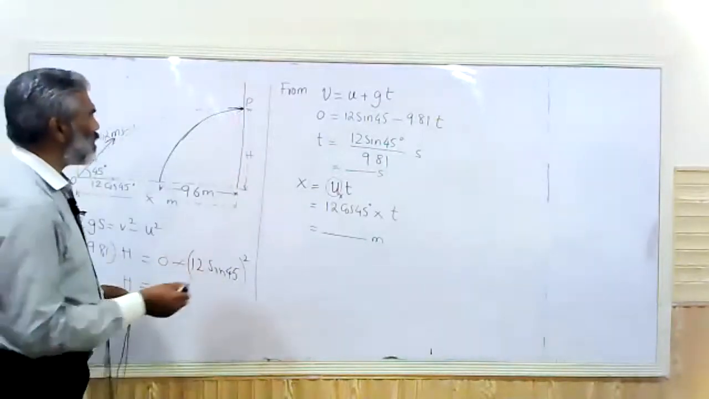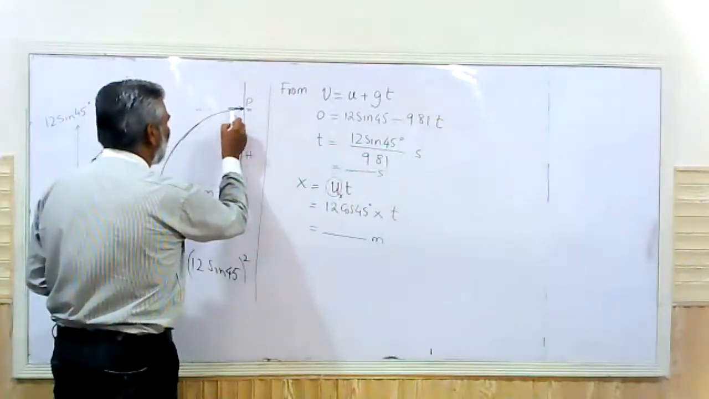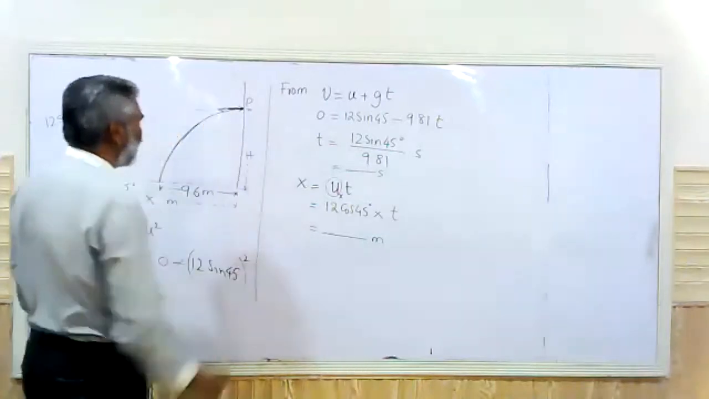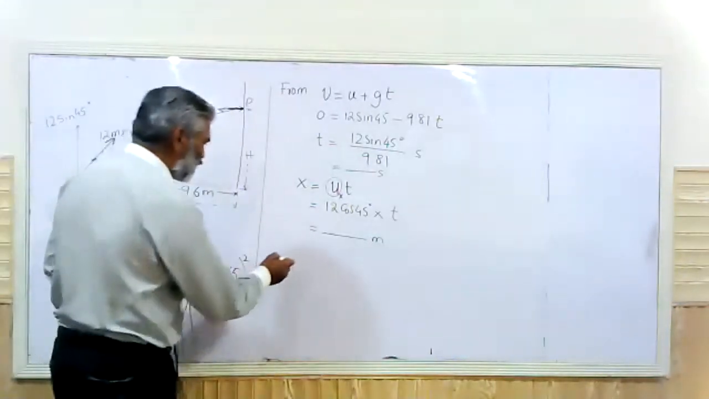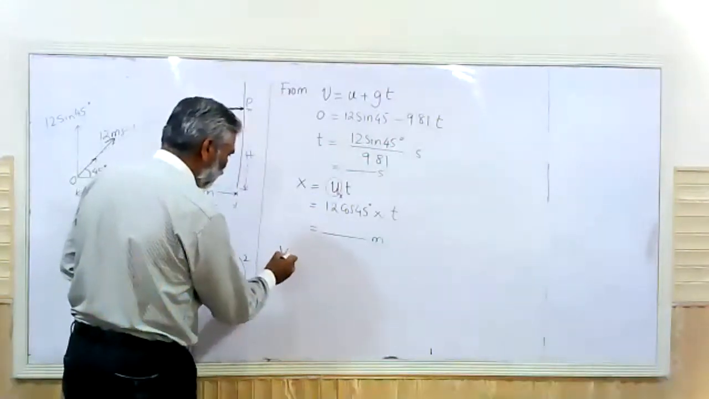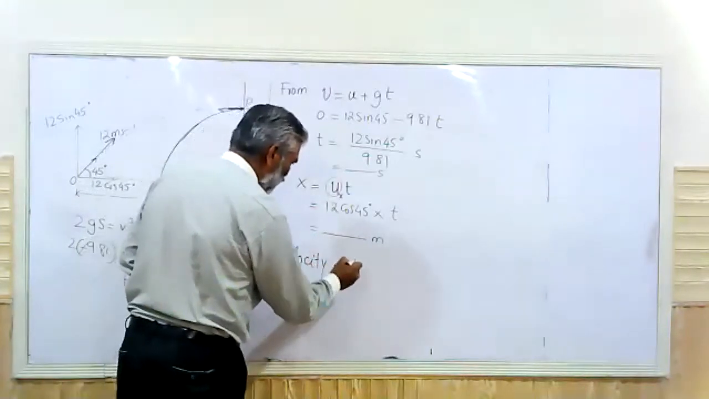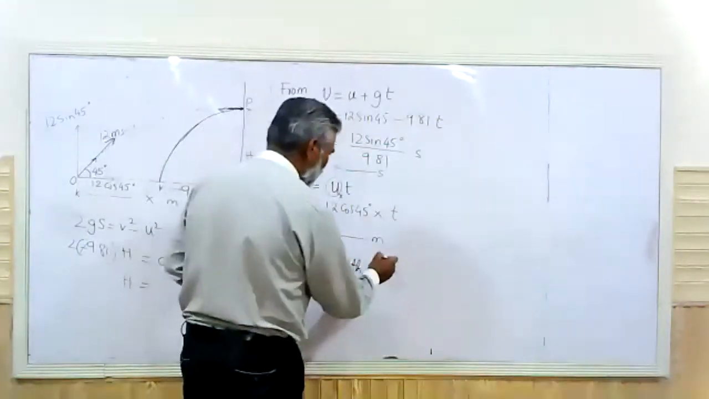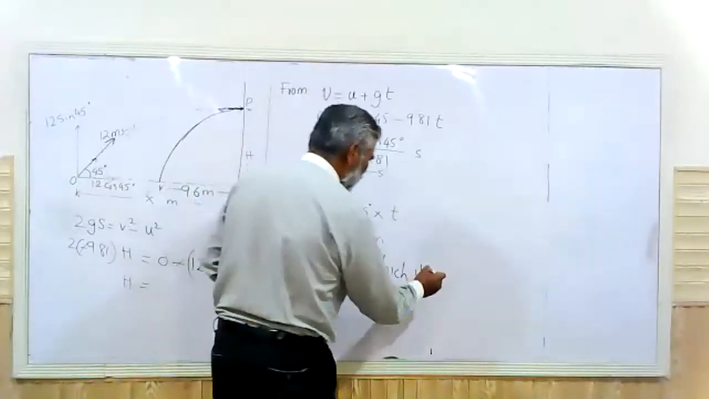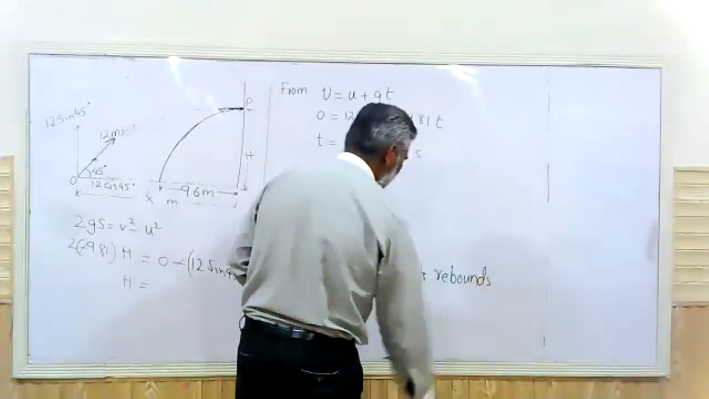When it gets rebound, it definitely has a velocity on its way back. So this velocity is to be calculated now. Calculate the velocity with which it rebounds from the wall.